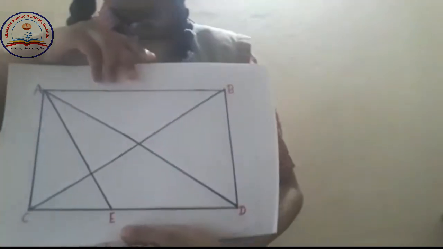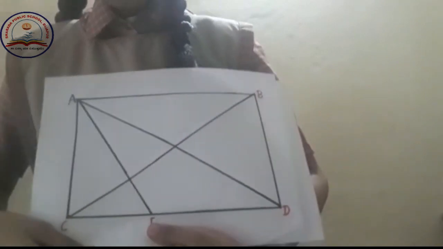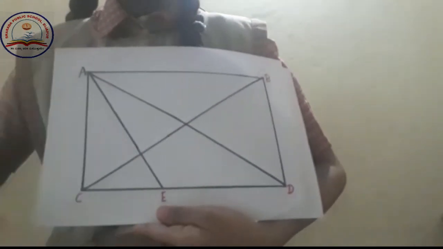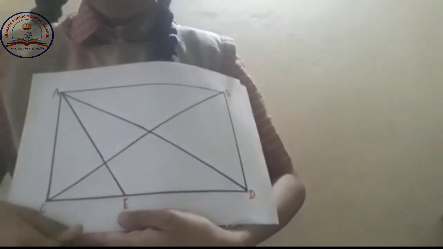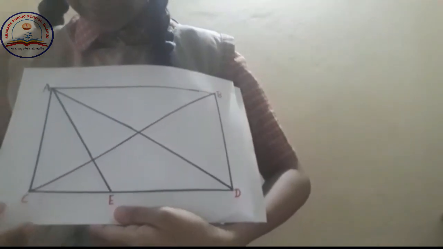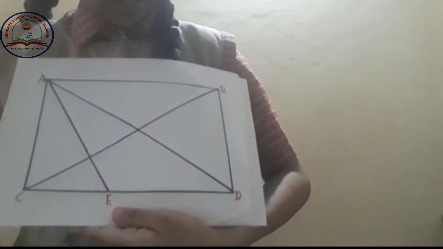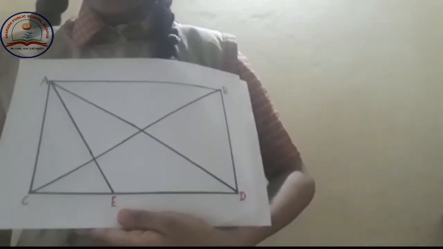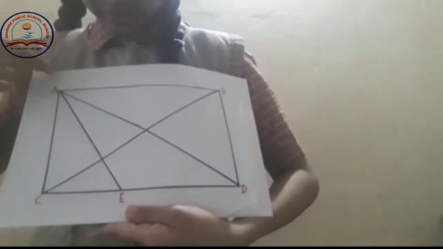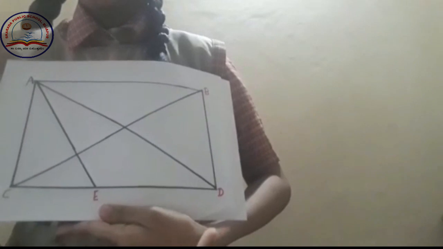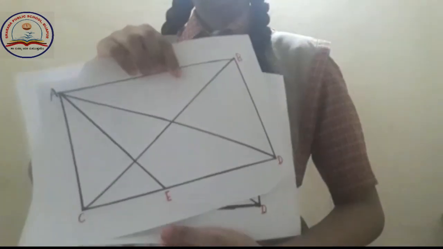Theorem 2 says that any 2 triangles which lie on the same base and are between the same parallels are equal in area. That means here the 2 triangles are ACD and BCD. They lie on the same base, that is CD, and between the same parallels, that is AB and CD. So their areas are equal to each other.